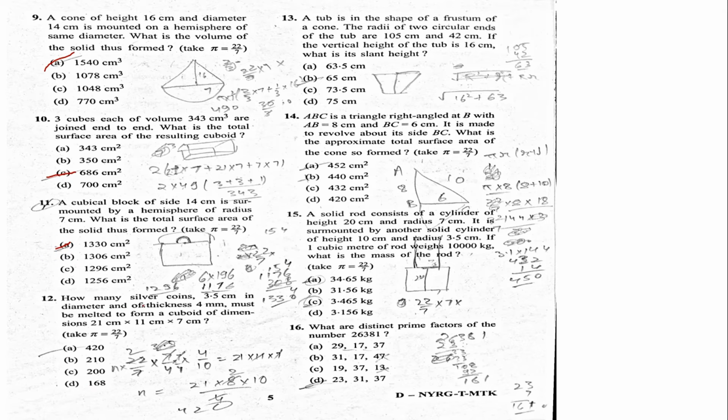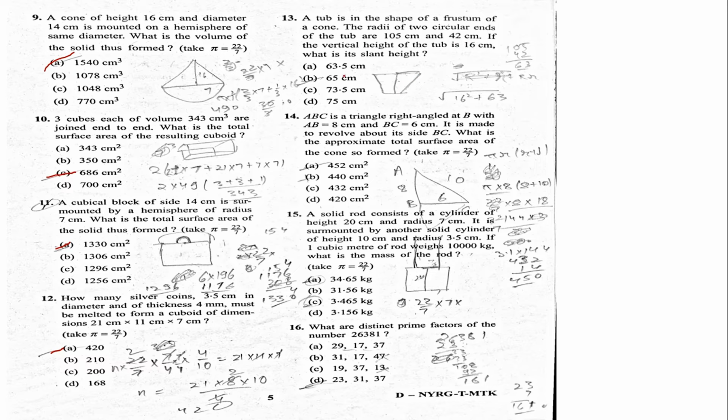So the 12th question: how many silver coins, 3.5 centimeter in diameter and 4 millimeter in thickness, can be melted? The answer comes out to be 420. You can see here. The 13th: the tub is in the shape of the frustum of a cone. The radii of the two circular ends of the tub are 105 and 42.